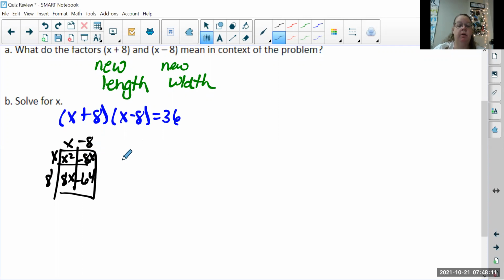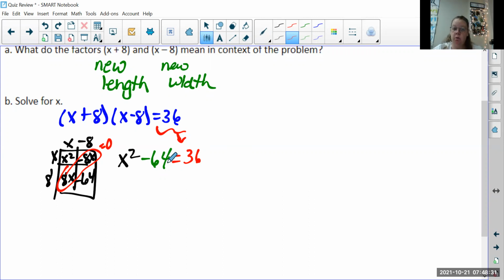So when I write out my standard form of this, I'm going to get X squared. These two, 8X and negative 8X, they cancel each other out. So that's a 0, so I don't need to write that. And then I have that minus 64. And then the whole rest of the problem says equal 36, which I got from right here.